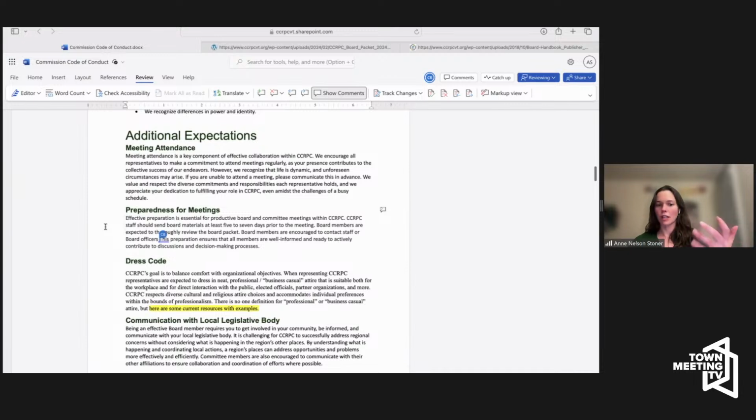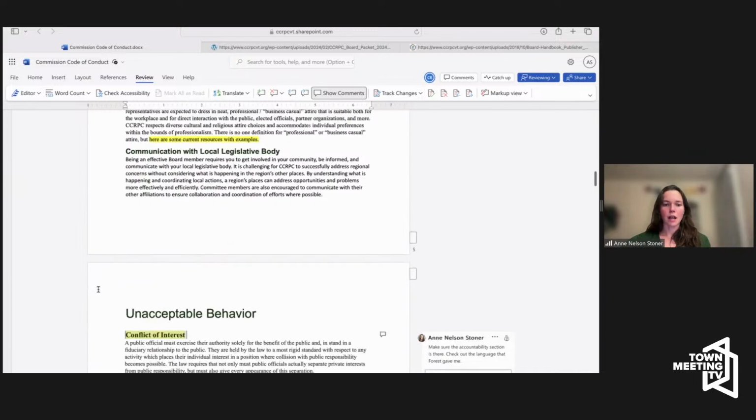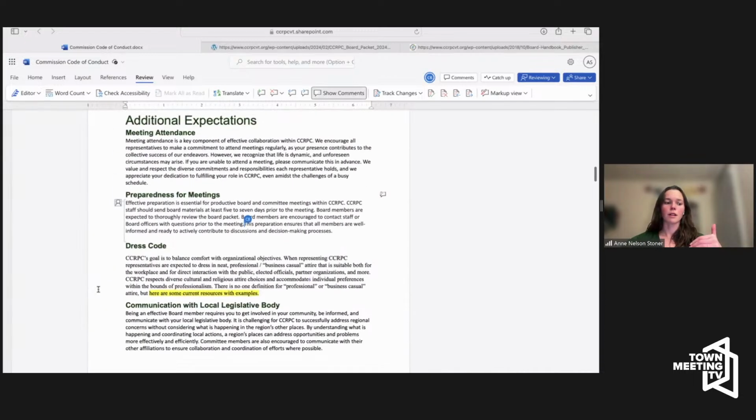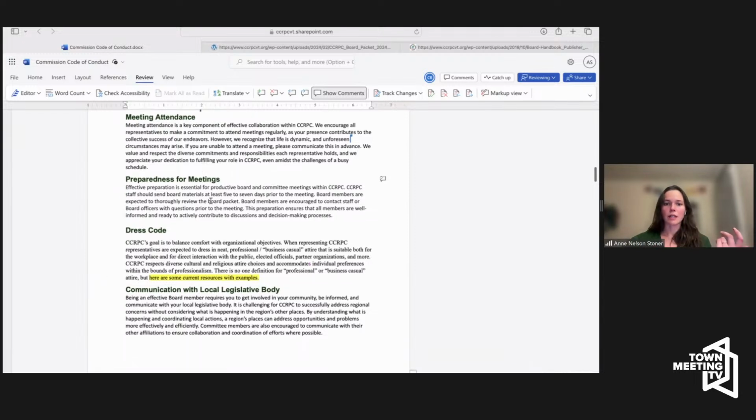Okay, so under additional expectations, obviously in the staff version, this is where we've got hours of work and also dress code and vehicle use, things like that. For board and committee members, here's what we have, and I've pulled some of this content from the existing board member handbook. So the first one is meeting attendance, which is, we encourage folks to attend as many meetings as possible. We also understand that life is dynamic and unforeseen circumstances arise. Please communicate in advance. Preparedness for meetings. This is where you can point your finger at me.